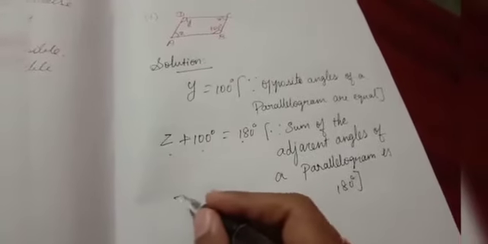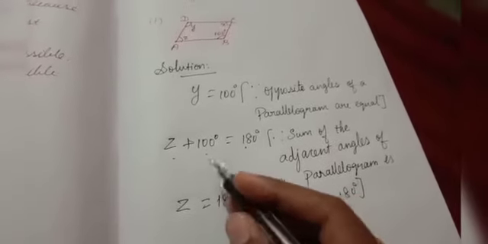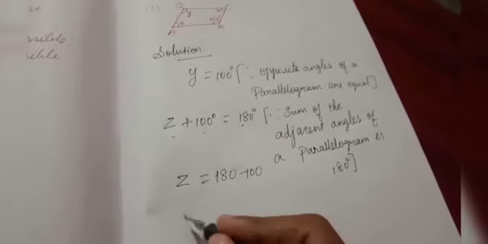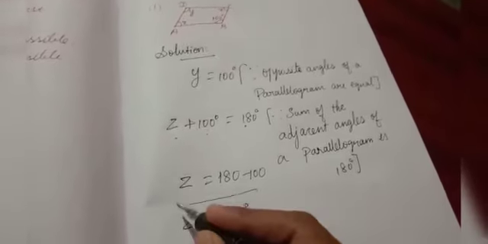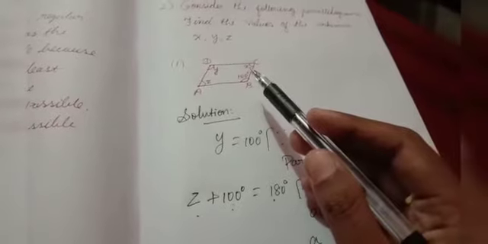To find z, we have to bring this plus 100 to the right side. If you bring this plus 100 to the right side, it will come with the opposite symbol, minus 100. Therefore, z is equal to 80 degree. Now we found z value also. We have to find one more unknown. The one more unknown is x.